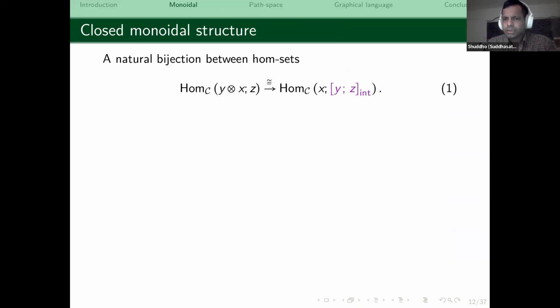So here is one last categorical terminology to be cognizant about.